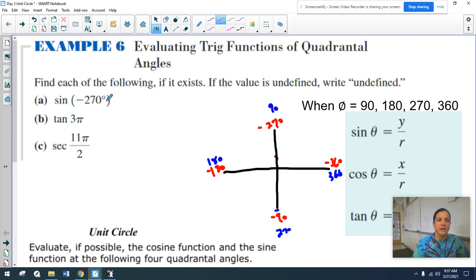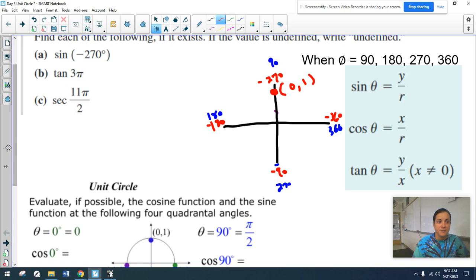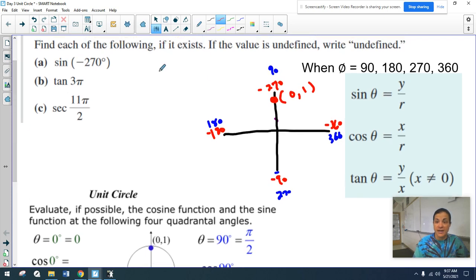So if we're talking negative 270, that is right here, right on the y-axis. And that coordinate on the unit circle is going to be 0, 1. So this stuff over here is the really important stuff for today's lesson. What you need to know is if you're looking for sine, sine is usually your y value. Remember yesterday we talked about cosine being your x value and sine being your y value when you're doing the unit circle. So cosine gets the x and the sine gets the y.